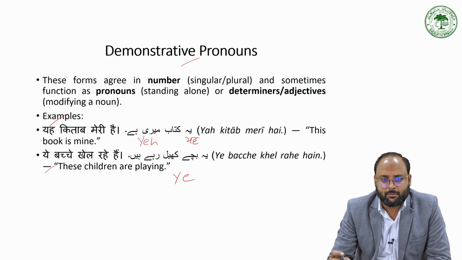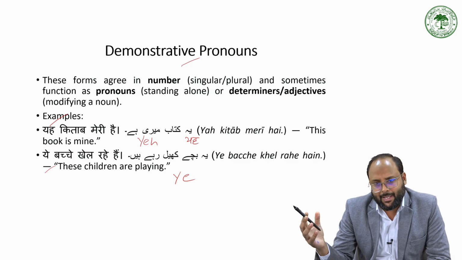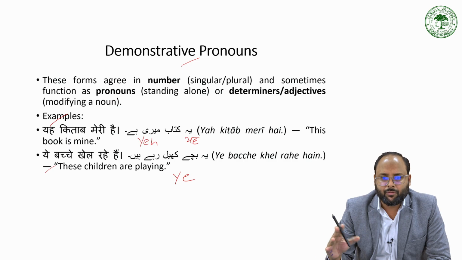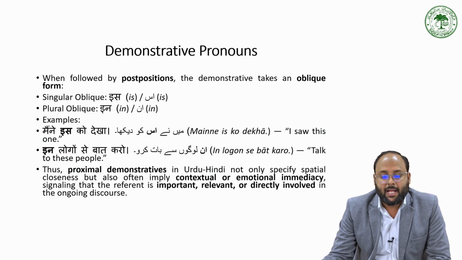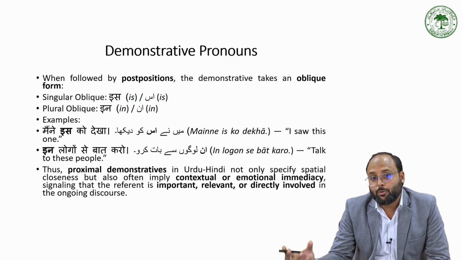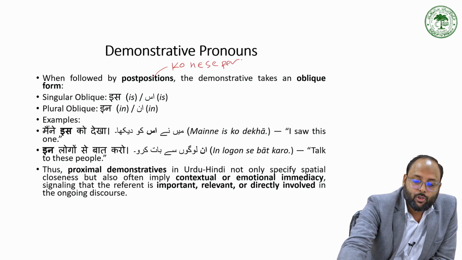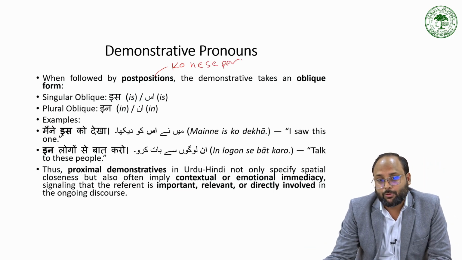So we have discussed that sometimes they have both functions: either they are demonstrative pronouns or they have the function of determiners and adjectives. And another feature of demonstrative pronouns: when a demonstrative pronoun is followed by any postposition, like ko, ne, se, par, it takes the oblique form. So that is also the case in the demonstrative pronoun.